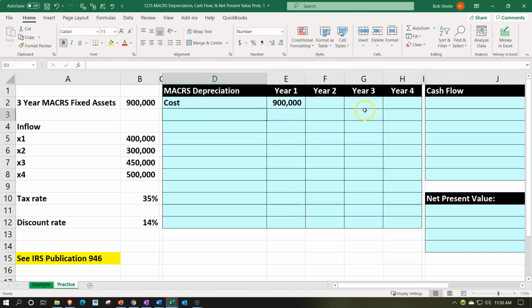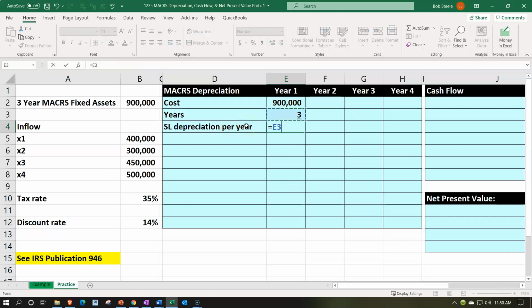We're going to take the number of years, and this is a 3-year asset. So I'm going to underline it using the font group. I'm going to divide that out, and this is going to be what the straight line depreciation would be. When you think about depreciation, you typically think about it at the starting point of straight line depreciation. So it would be 300,000.